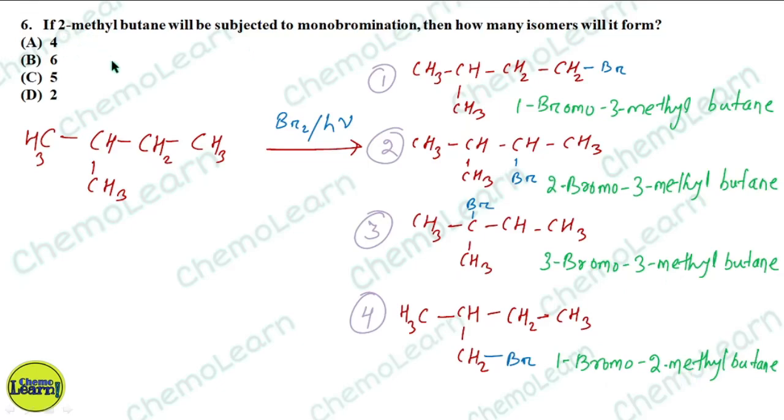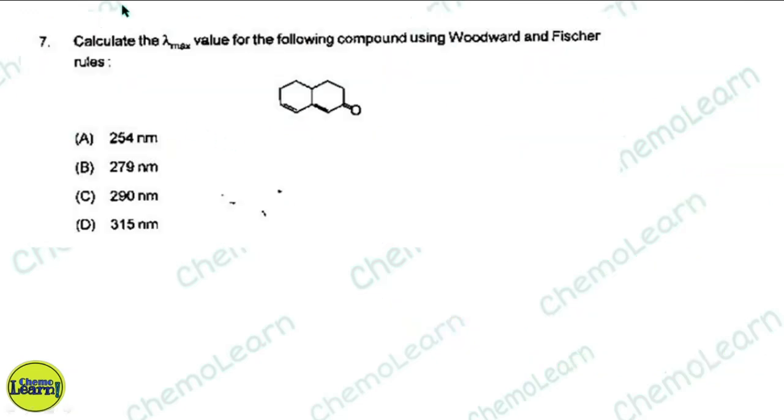We will get 4 isomers. Next one is, calculate lambda max value for the following compound using Woodward-Fieser rule. So it is from UV visible spectroscopy. See, we are given with one carbonyl compound.